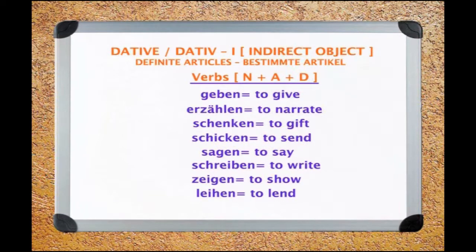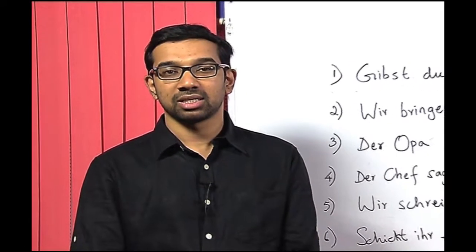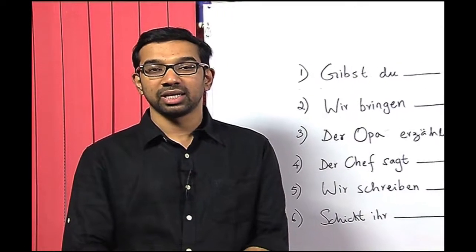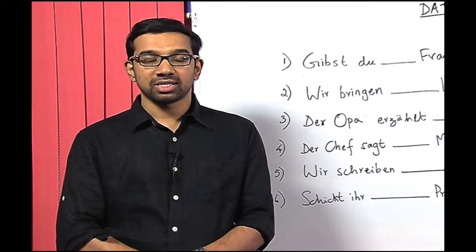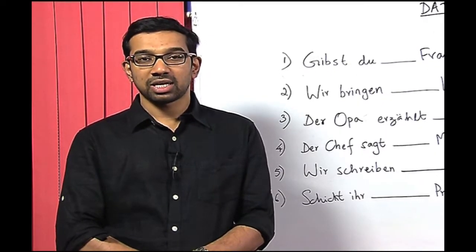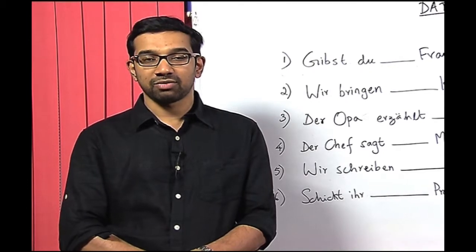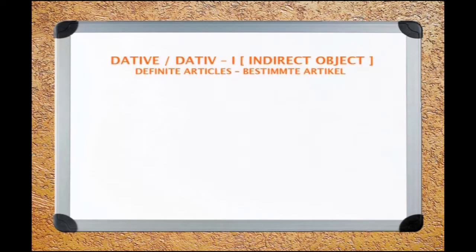Now, we will do some examples with these verbs and see how dative definite articles are used in these verbs. Now, let us do some sentences as examples to understand the definite article or the indefinite article in dative. We would also see how in the sentence dative, accusative and nominative are differentiated. Now, please look at sentence number 1.